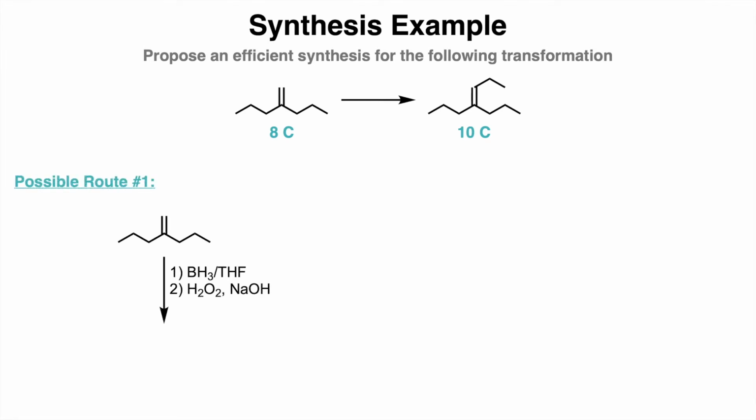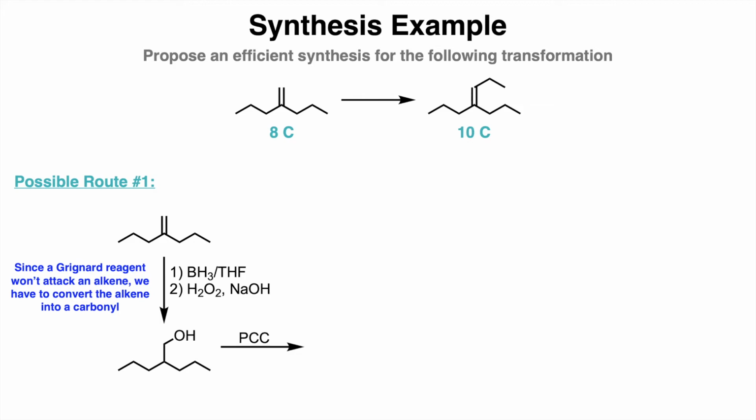So let's start with possible route number 1. One reaction that comes to mind that increases carbon count is an organometallic reaction. Now, since a Grignard reagent won't attack an alkene, we have to convert the alkene into a carbonyl, which may take a couple steps. So take note of the specific carbon that the new carbons are being added to in the product. One way to form a carbonyl from an alkene is to first add an alcohol group, in this case to the less substituted position of the alkene, and then oxidize the primary alcohol using PCC, DMP, or Swern.